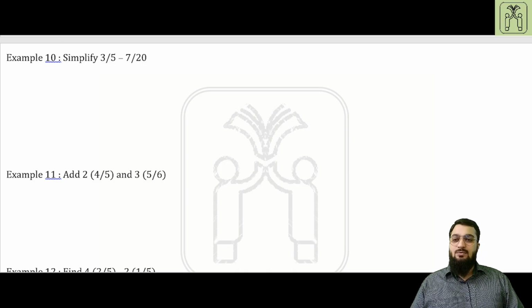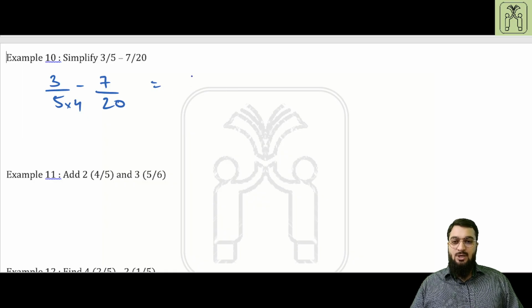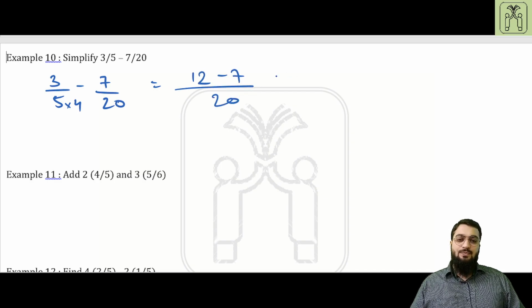Simplify 3 upon 5 minus 7 upon 20. So the exact order has been given. So we will just write 3 upon 5 minus 7 upon 20. So LCM will be taken. So 5 into 4 will be done. So this will yield the result of 3 into 4, that will be 12, minus 7 upon 20, that will be 12 minus 7, that is 5 upon 20, and then it will be further simplified as 1 upon 4.